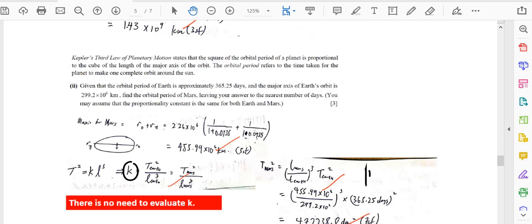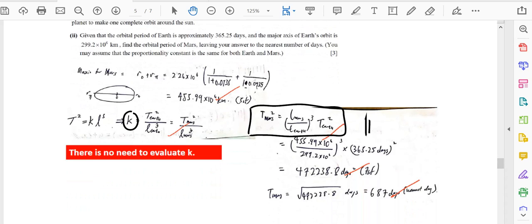So basically use this idea to connect the period of Mars to the period of Earth directly, involving the length of the major axis. So that will give you the values here.